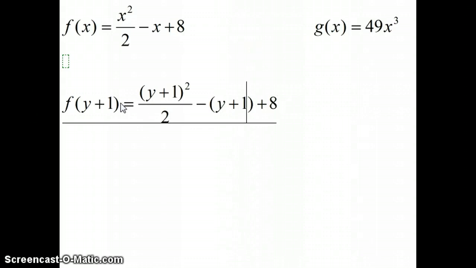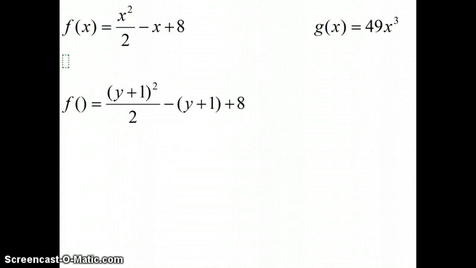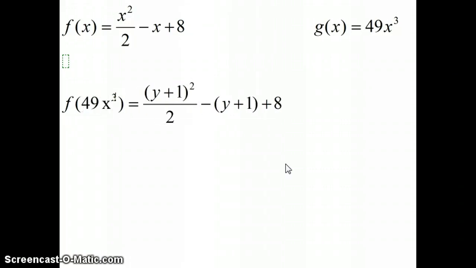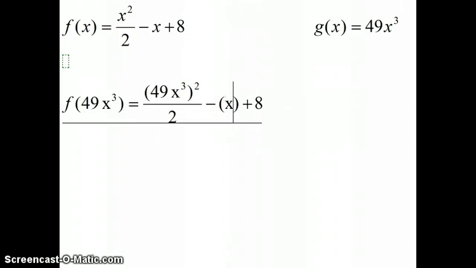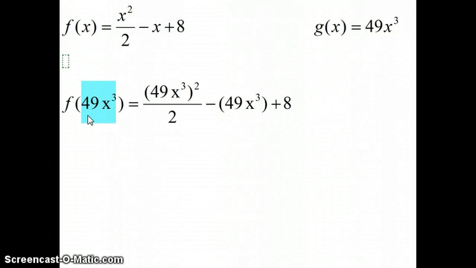Now, I want to do something interesting here. I want to throw in 49x to the third. And we can do that. It works just the same as all the others, and then we would just simplify. You probably already noticed, though, that this function right here is actually another function. This is my g of x. And this is what we mean when we're talking about composing functions with one another.